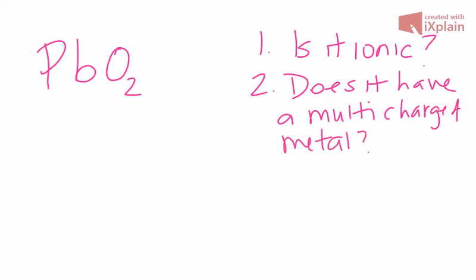Okay, so if you answer yes to ionic, perfect. Move on to the next question. Does it have a multi-charged, that's a D, a multi-charged metal? In this case, yes, it does. And we are going to indicate what the 2 charges possibly could be. So lead, again, is on your reference list. Lead can either be 2 plus or it can be 4 plus.